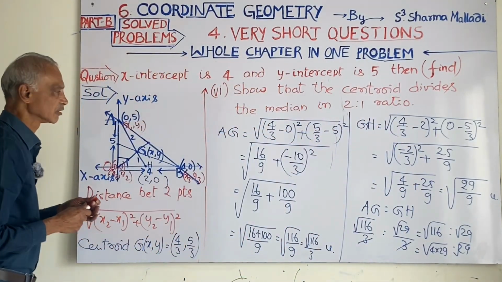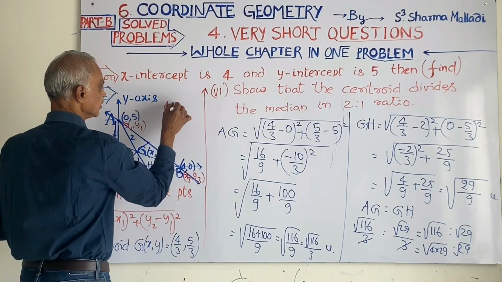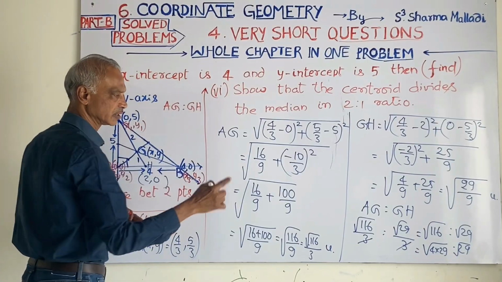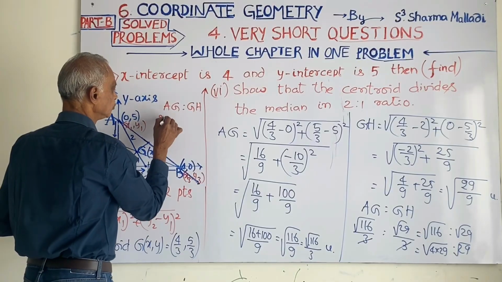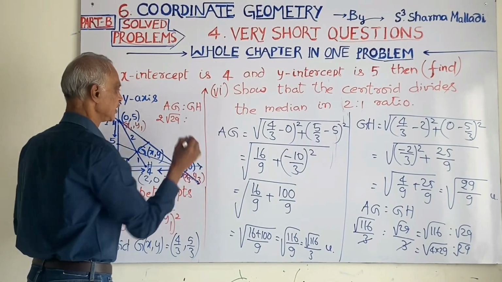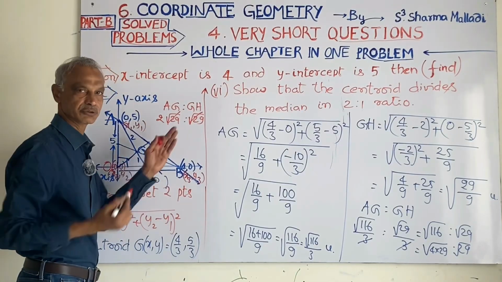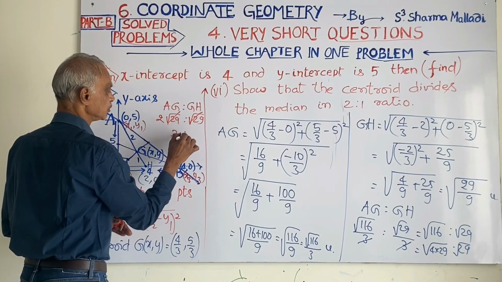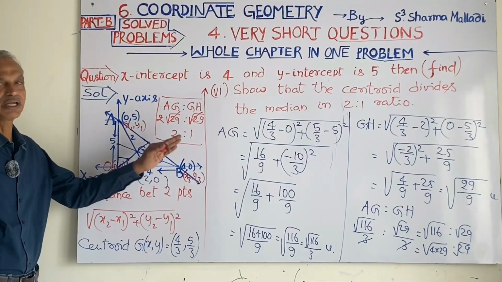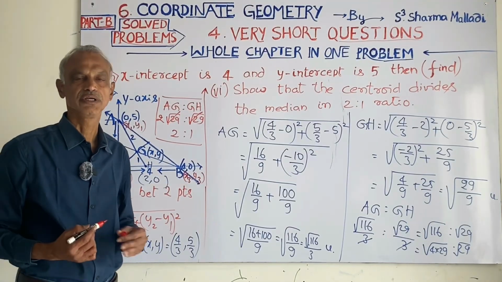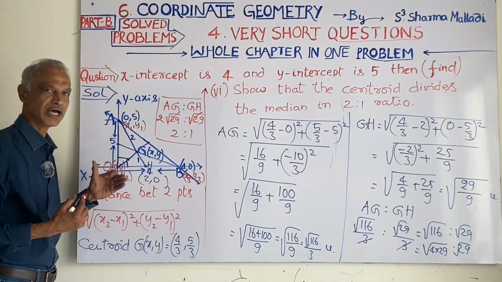How much did you get? AG is to GH. You got root 4 means 2. 2 root 29 is to, already we have root 29. Root 29 cancel. You will get 2 is to 1, as the centroid divides the median in 2 is to 1 ratio. Like this you have to do. You should have concepts and formulas so that it is very easy to do the problem.